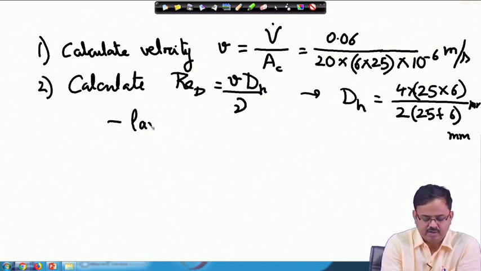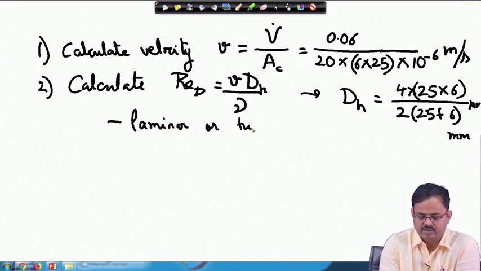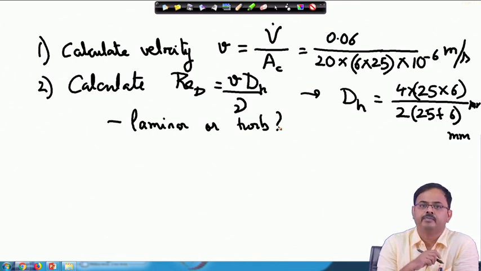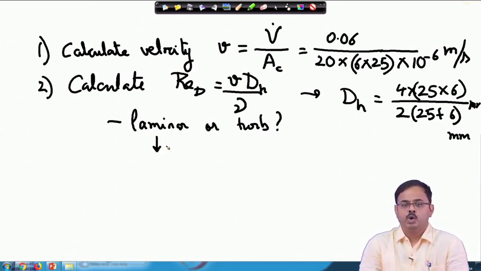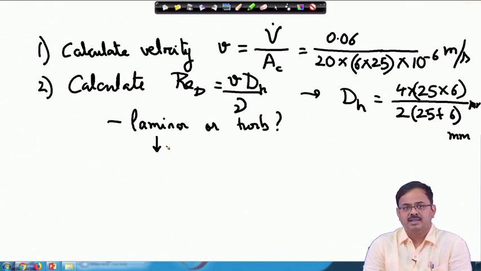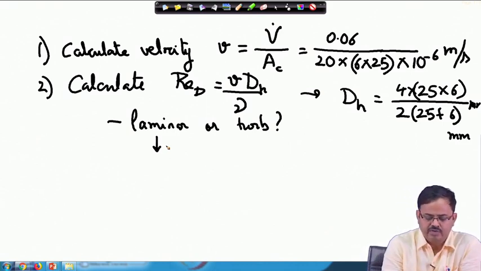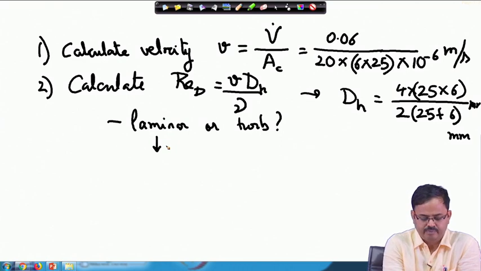And next, you have to make this judgment call: laminar or turbulent. Clear? Okay. So, if it is laminar, you have to find the Nusselt number. Either way, you have to find the Nusselt number. Okay. So, step 3 is find Nusselt number.